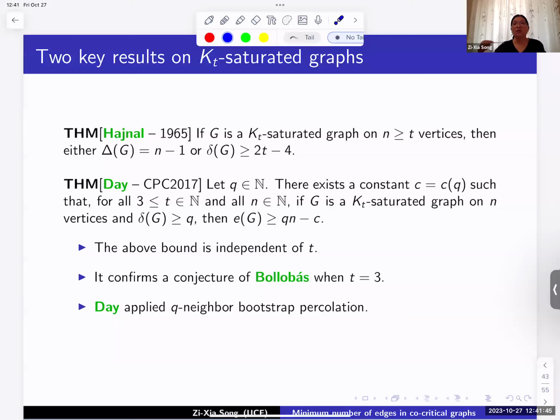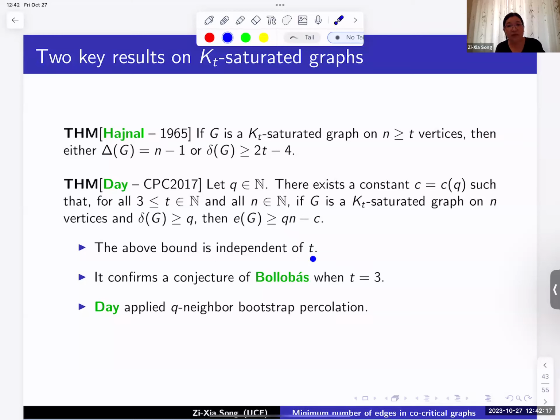Another one, since we only look for an asymptotic bound: for the asymptotic bound, Nicholas Day in 2017 had a nice result. If you have a K_t saturated graph with minimum degree at least q, then the number of edges is going to be qn minus C. The C here is a constant, meaning it depends on q only. It's independent of t, independent of n. I hope you find this amazing.